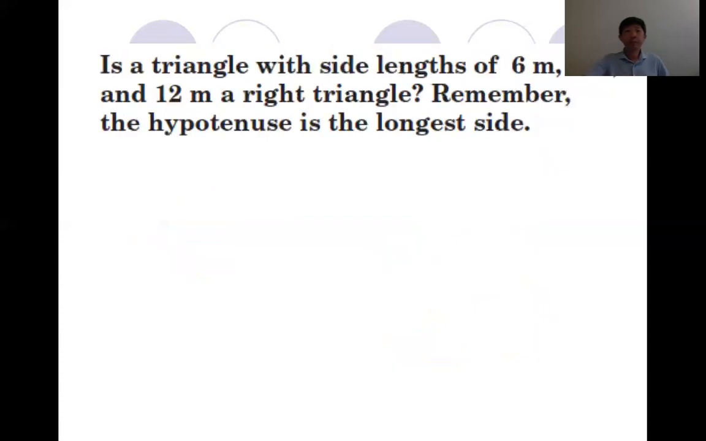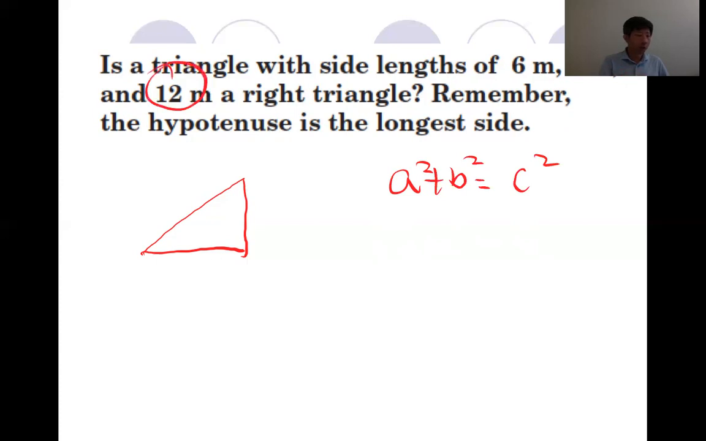Next problem. Is a triangle with side lengths of 6, 9, and 12 a right triangle? Remember, the hypotenuse is the longest side. So again, this is a triangle. I want to find out using a squared plus b squared equals c squared. The longest side is 12, so I put 12 here. Then this is 6, this is 9.